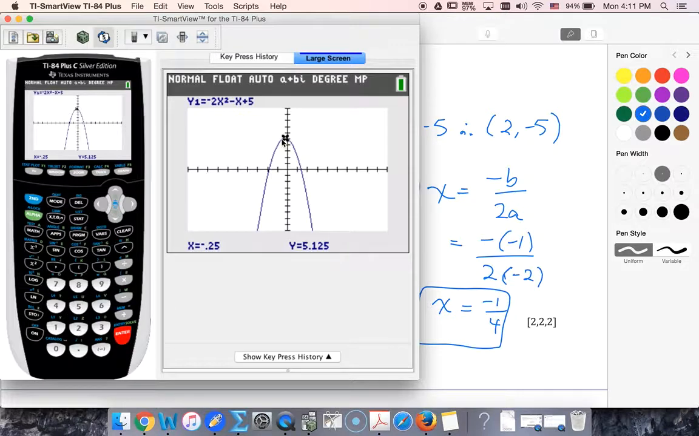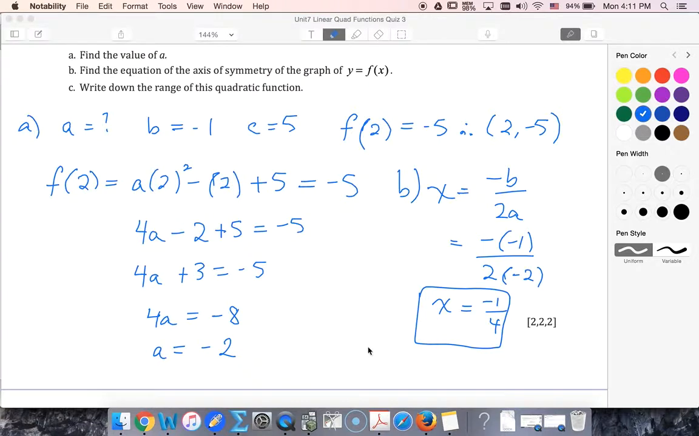Now I can find my maximum. Remember, I also could have used my values to find the maximum, but I can see my maximum is at 5.125, so my range is all the y values less than that. So y is less than or equal to 5.125, and that's exact. So I'm not going to round to 3 significant figures here because it was an exact number.